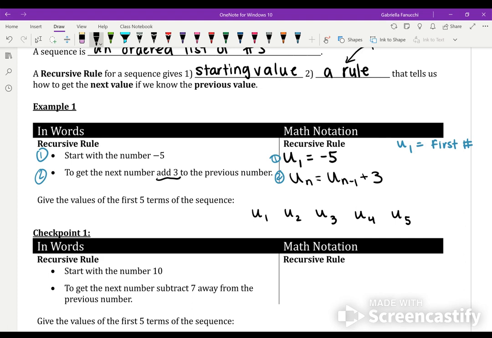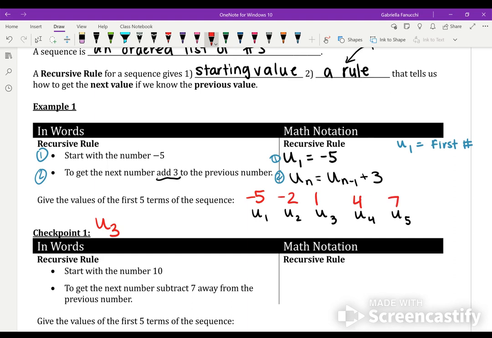Okay, I'm going to give us an example. If I started at 6, and then I said this was 5, this was 4, this was 3, this was 2, right? I'm subtracting 1. That's basically what we're saying, is we're taking the next number and we're going to subtract 1 from it. So if I know that u sub 3 is going to be equal to, let's see, this was -5. We're going to add 3. This is going to be -2, 1, 4, and 7.